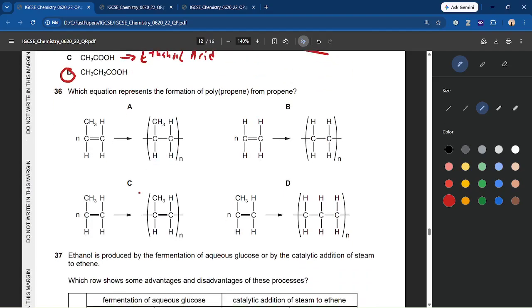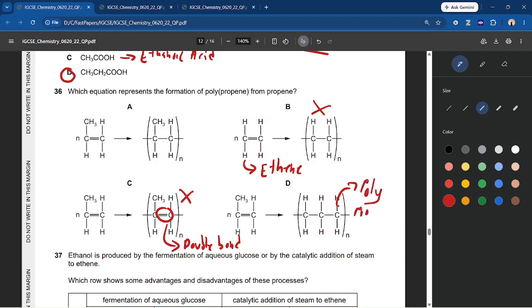Which equation represents the formation of polypropene from propene? So let's take a look at this. A seems to be on the right track. Let's see if this is any different. Propene, this is ethene, so not correct. This still has the double bond, so not correct. And this just turned into polypropene. So the answer is going to be A.